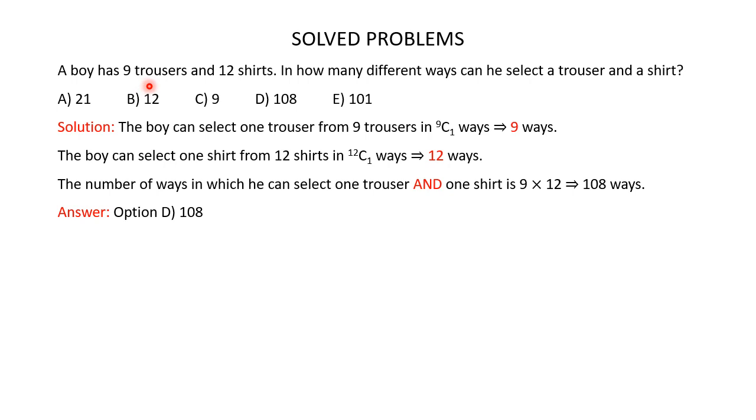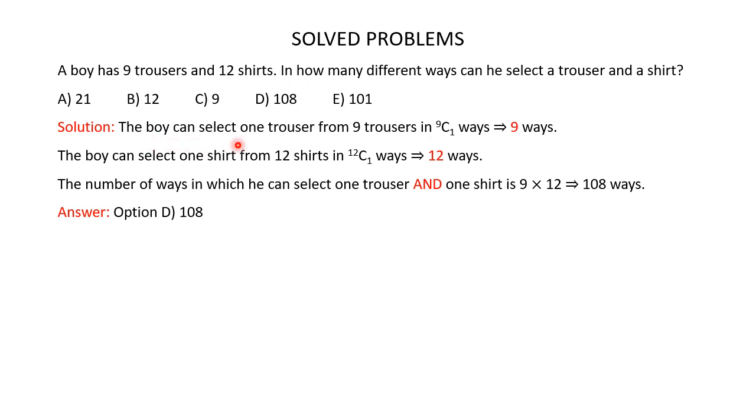A boy has 9 trousers and 12 shirts. In how many different ways can he select a trouser and a shirt? Here you are given 5 options and you have to find out which of these options is the correct one. So here the boy has to select a trouser and a shirt. This means he has to select one trouser and one shirt. Remember that and means multiplication.